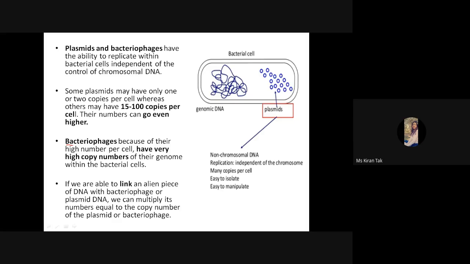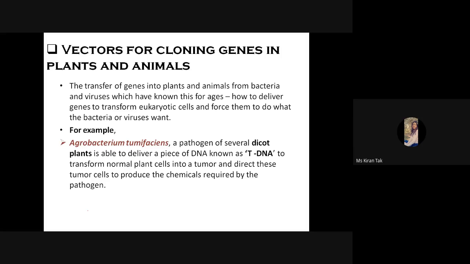So, as we know, when a virus infects a cell, it forms a very high number of copies. So if we link our gene of interest with a bacteriophage or plasmid DNA, then it will be very easy to clone our gene of interest. The next topic is the vector for cloning genes in plants and animals.